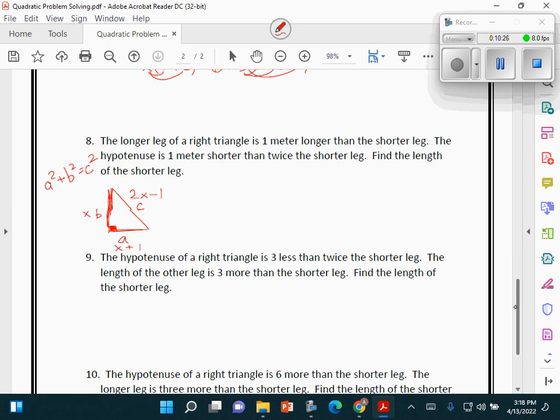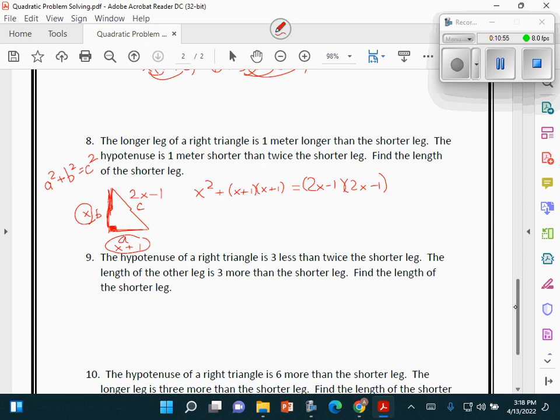So now we do our a squared plus b squared. So now we have x plus 1 squared, which is x plus 1 times x plus 1. We're going to have to FOIL that, equals c squared, which is 2x minus 1 squared, or 2x minus 1 times 2x minus 1.